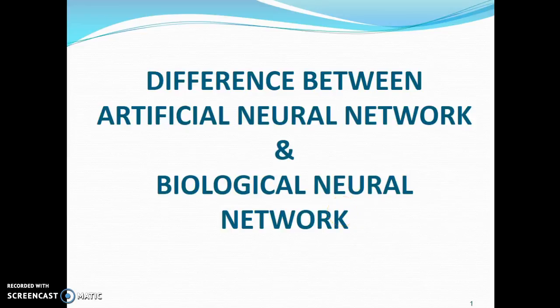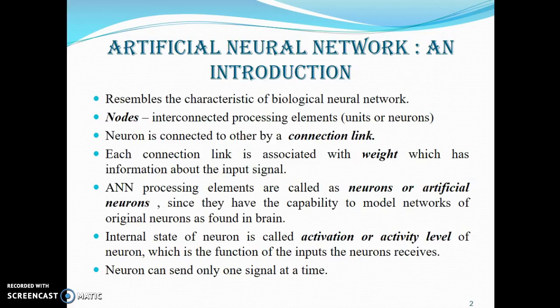Today we are going to discuss the difference between the artificial neural network and the biological neural network. Basically, the artificial neural network resembles the characteristics of the biological neural network. In this, we have the nodes, that is the interconnected processing elements, and these are known as neurons or artificial neurons. And these artificial neurons are connected to each other by a connection link.